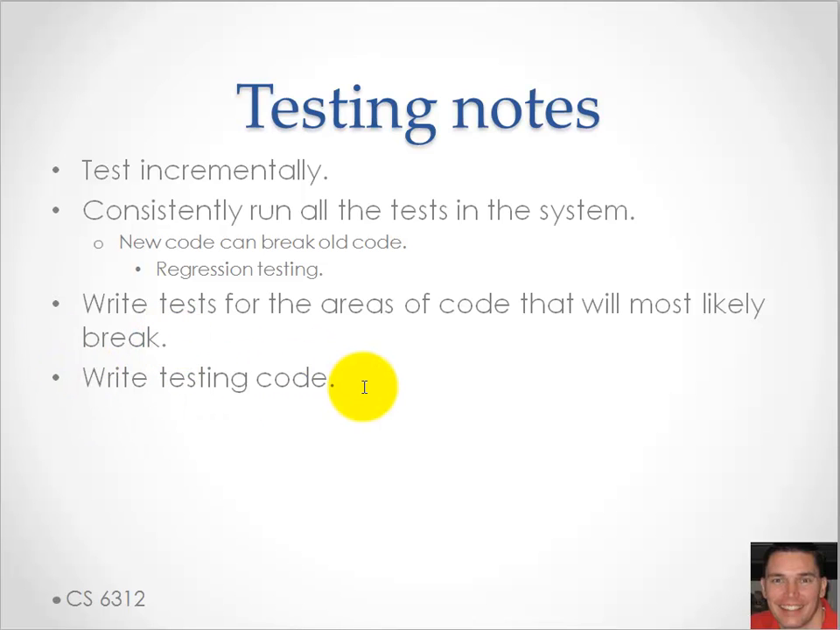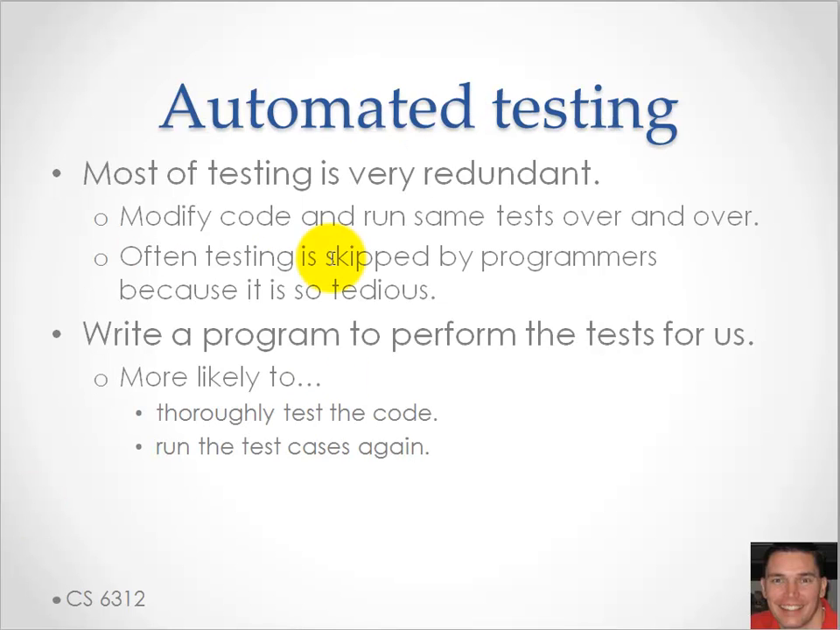What we're going to learn today is how to write testing code to help automate this particular process, because testing is so boring and tedious. So when I talk about automated testing, what we're trying to do is write a program to perform the test for us. If we write a program that performs the test for us, then we're more likely going to thoroughly test our code, and then when we make a change, go back and rerun all those tests again.